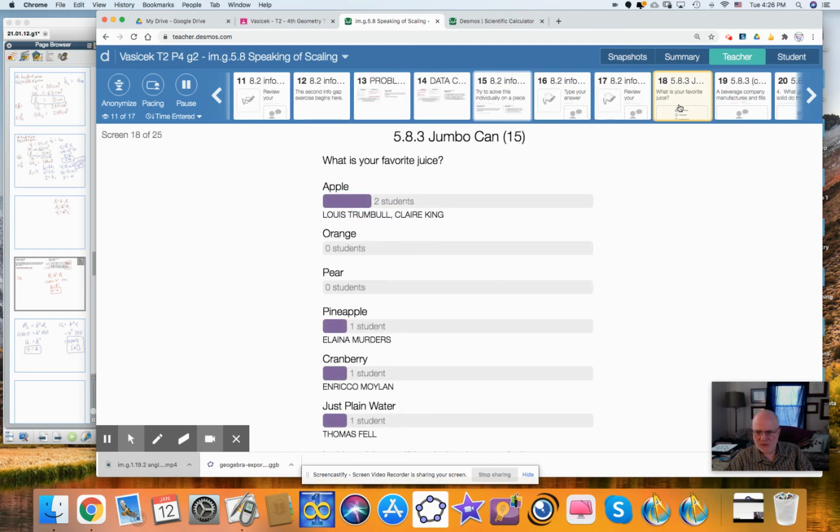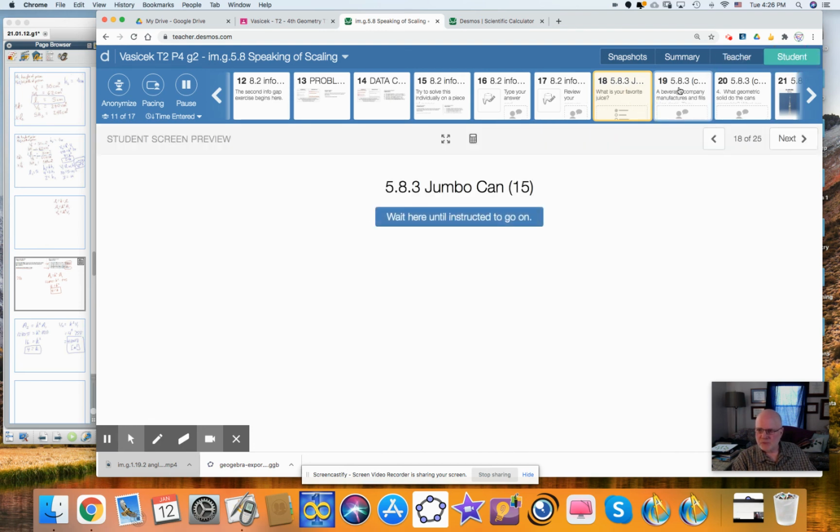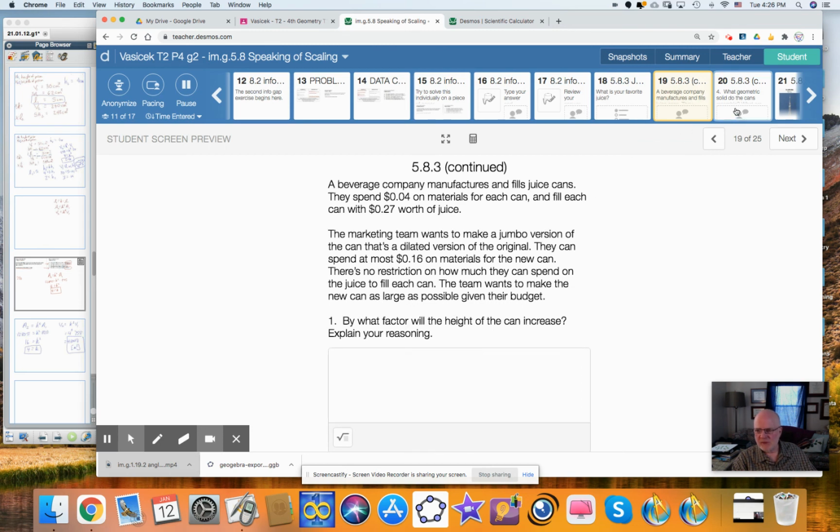We did do this. There's an activity called the jumbo cans, and which juices do you like? And we have a couple of people like banana juice. Somebody likes banana, just plain water. Okay. There wasn't any banana juice up here. Okay, fine. So there's this activity about beverage containers.